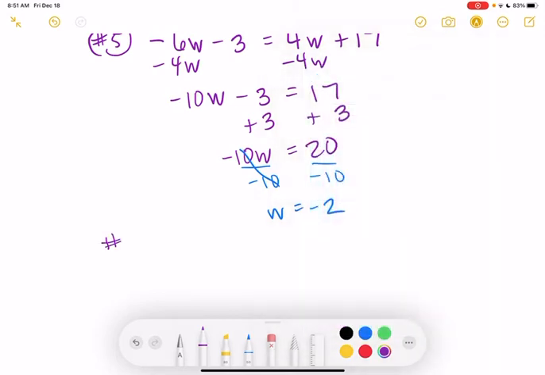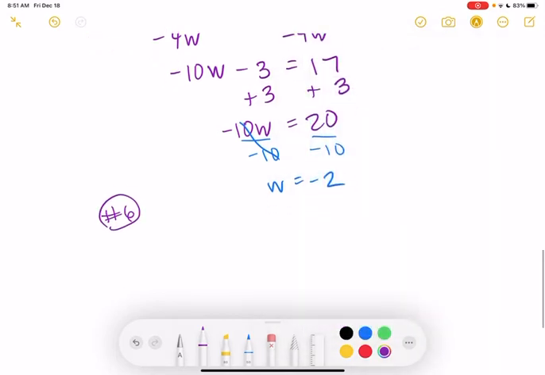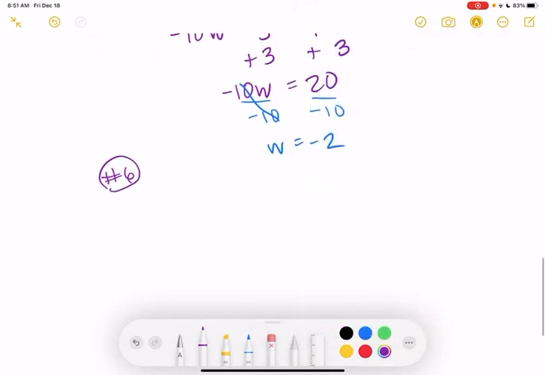Okay, number 6. We have 8 minus 2x minus 2 equals 3x plus x. What should I do first? The first thing I want to do, so the card you would show me, is combine like terms.